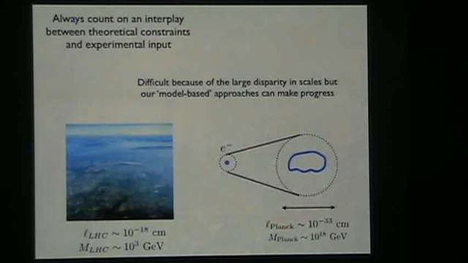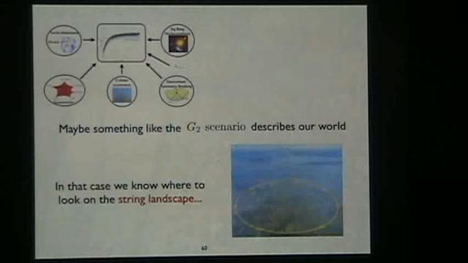It's not easy to take information from the LHC and turn it into any sharp statement about the extra dimensions of our world in string theory. But we can try. And the models that we've been doing have made some progress. It may be something like the G2 scenario describes our world. One of the nice things about this is that these guys have made a bunch of statements that are going to be falsifiable within a year or two. And the first thing they said worked out.